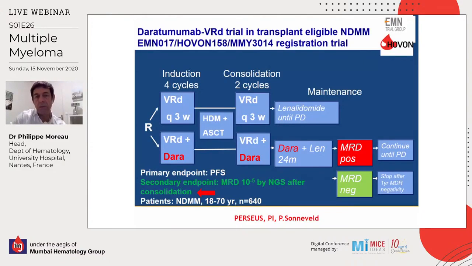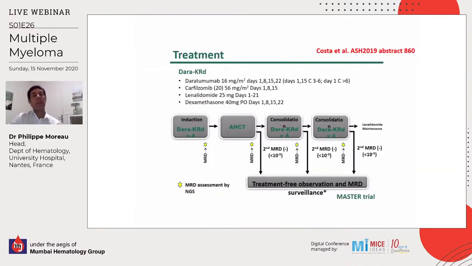We are doing the same, in fact, for VRD and daratumumab in the Perseus study. The study did enroll almost 700 patients, and we are also looking during maintenance, either with lenalidomide or len plus daratumumab, at this concept of sustained MRD negativity over time during a long period of maintenance.